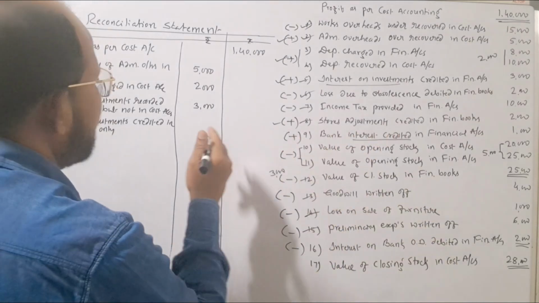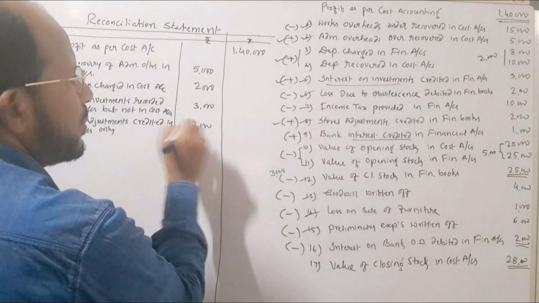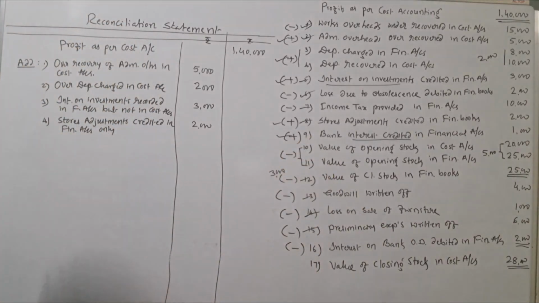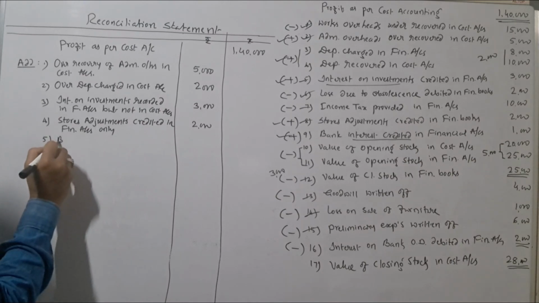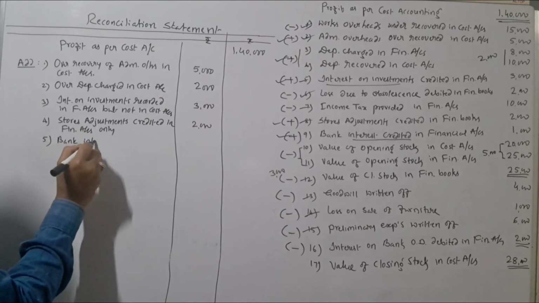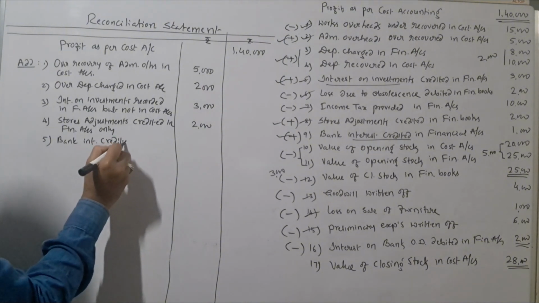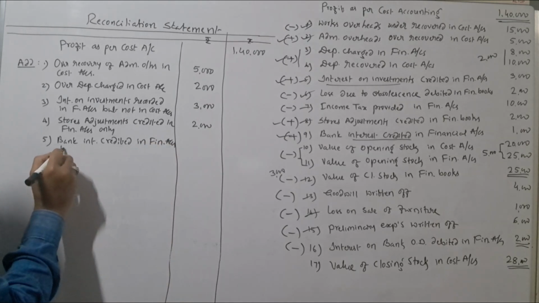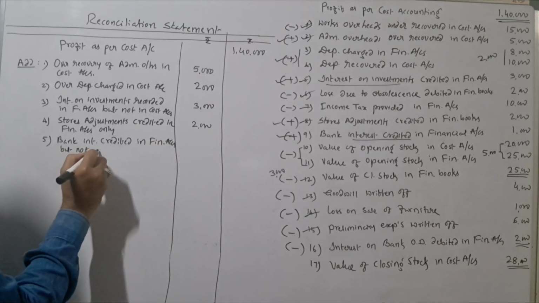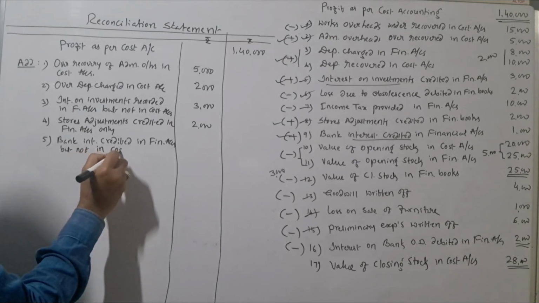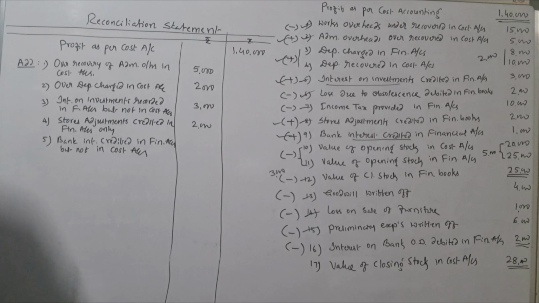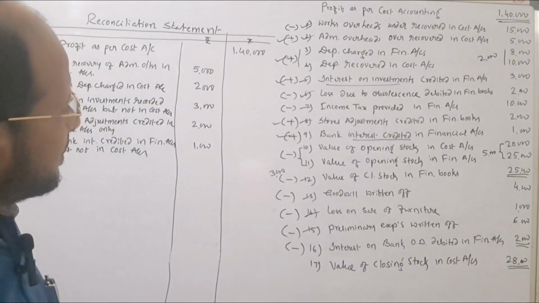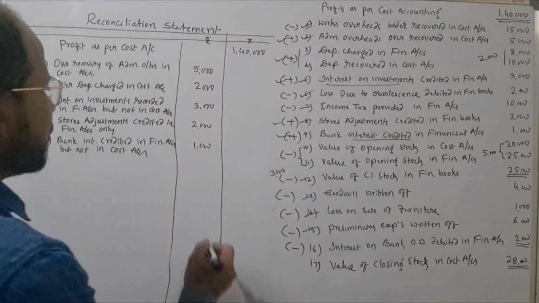That is why, what is the amount here? 2,000. Next one is bank interest credited in financial accounts. We have to add this one. Bank interest credited in financial accounts but not in cost accounts. What is the amount of bank interest? Rupees 1,000. What else? Over. These are the items which are to be added here.